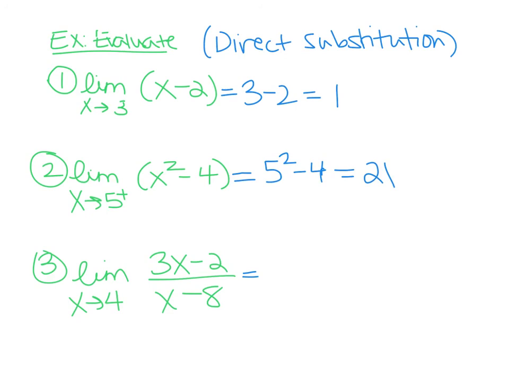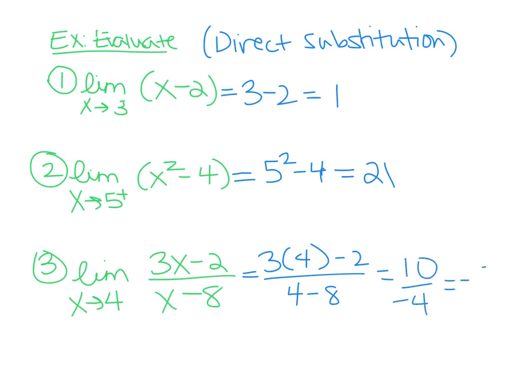For 3, people sometimes, and in the future you might be one of these people, freak out when they see a limit and they have a denominator. However, in this case, we have the limit of this function as x approaches 4. If you substitute in 4, we are not going to get anything undefined, so it's going to be pretty straightforward. Don't try to do anything fancy on this one. You end up getting 10 over negative 4, which gives you negative 5 halves.